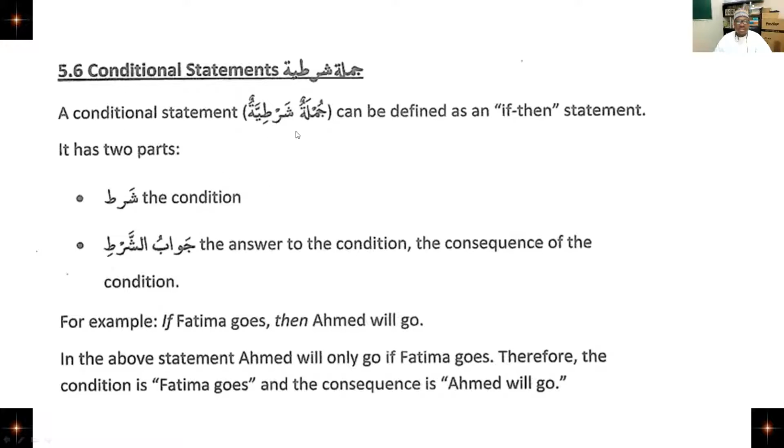A conditional statement can be defined as the if-then statement. If-then statement. So there are 2 parts of the statement. The first part is the condition itself, and the second part is the answer to the condition. That's the result or the consequence of the condition. So, for instance, if Fatima goes, then Ahmed will go.